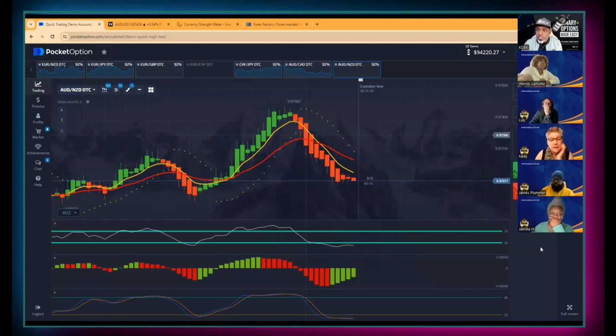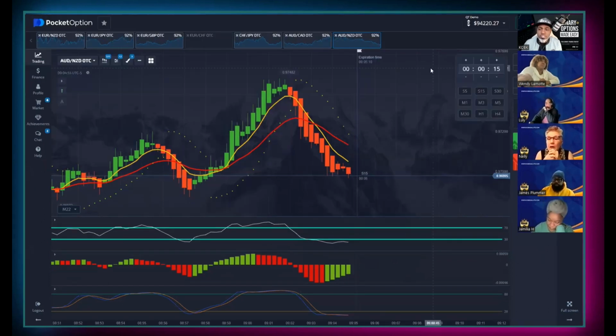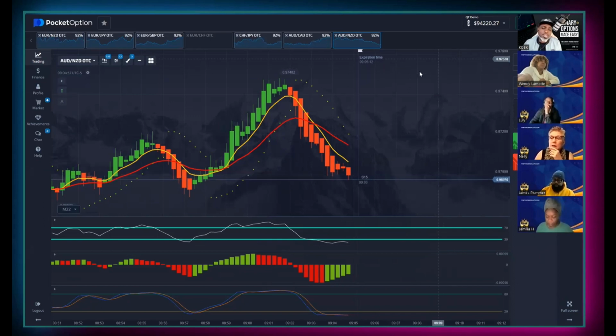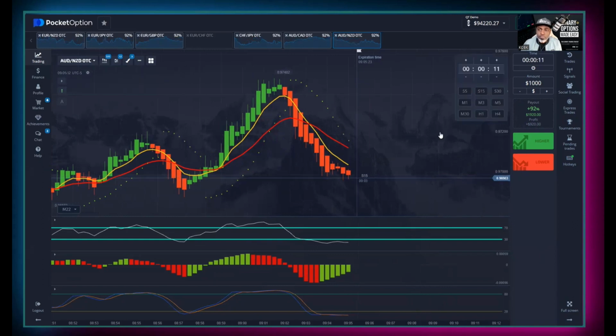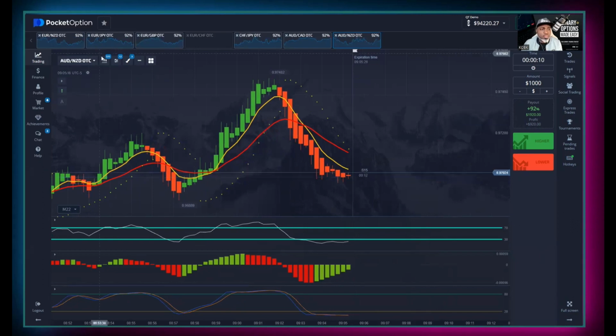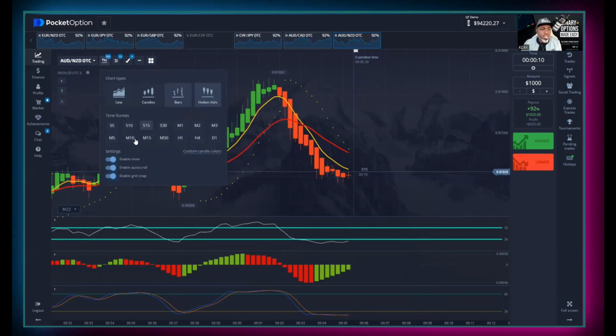Now, guys, when I was playing with this, I was switching my times from 10 to 15 seconds. I was doing it last night during the Asian market where I needed a little bit more time. But this morning, I'm going to try to start off with a 10-second time frame. We're going to try 10. All right, cool. And then my candles are on S15, Heiken Ashi, enable timers, and so forth.